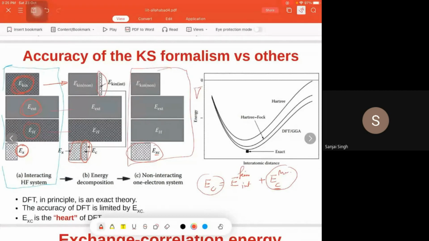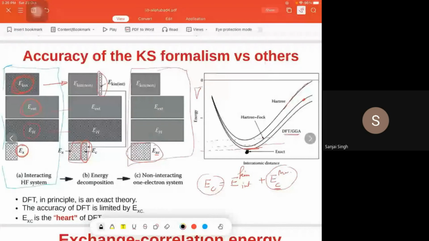Now we see from this potential energy curve, this is the Hartree curve, which only reaches till here. And this is the Hartree-Fock curve, which is able to reach somewhere here. Now when we use DFT, let's say GGA, we are able to go somewhere here, much lower than Hartree-Fock. But since there are some problems with DFT, we can't exactly go to the ground state. This dot is my ground state.